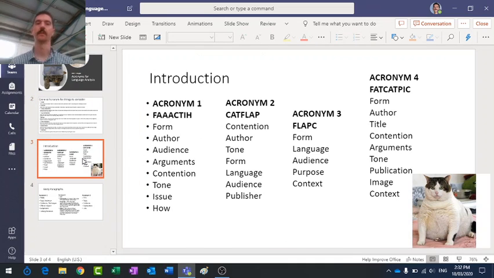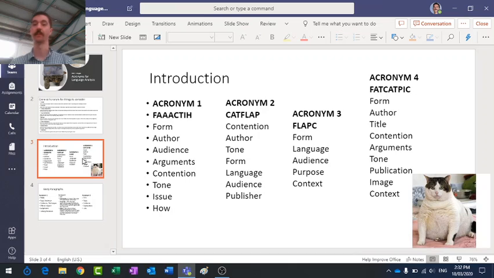So these are different acronyms from a whole bunch of different English teachers, and they all more or less boil down to the same thing, and they contain similar elements, but it's just kind of which one you find most memorable. These are important for your memory and recall, so whichever one connects to you, you should use that one.